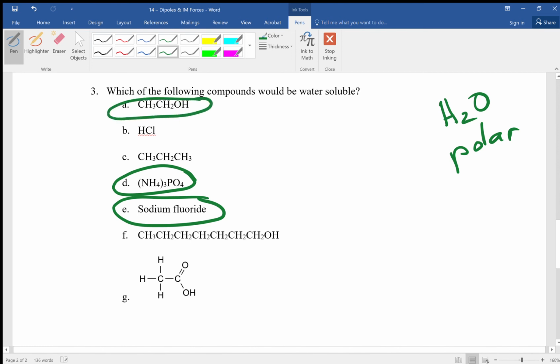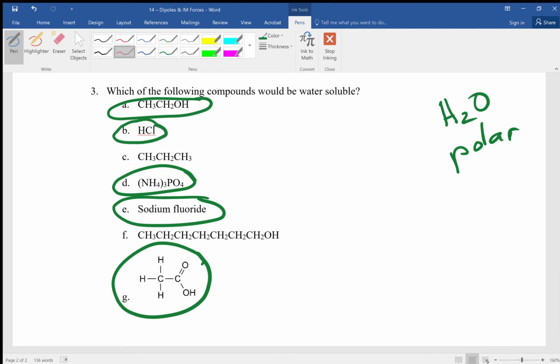Same thing with anything that has hydrogen bonding like ethanol or acetic acid. And so would a compound with a pretty strong dipole like hydrochloric acid. The last two compounds, which are very long carbon chains, are not going to be water soluble. But again, that's something we'll discuss in much more detail in the next chapter.